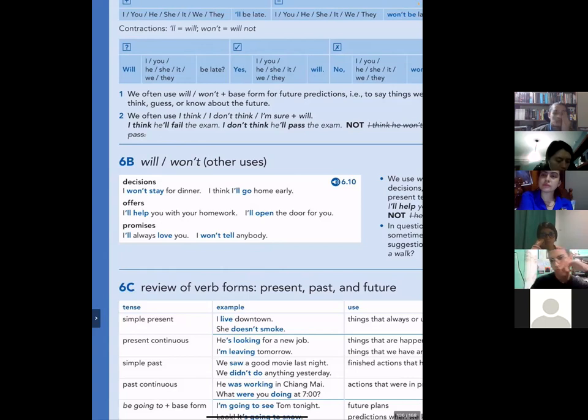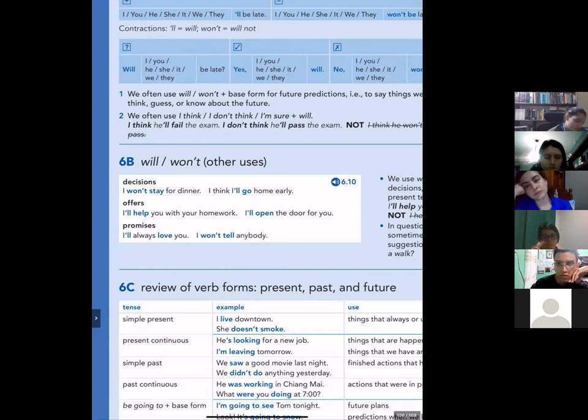Or if it's a decision that you're making right now that is going to affect your future, for example, like in the movie case, Hainer said, I will go home. I don't want to watch the movie. That decision is happening right now, but it is going to affect your future because for the next 2 hours, he's not going to be with us, but he's going to be on his way home. That we use will. For offers, like when you're offering help or stuff like that, you can use will, or for promises. Anyway, I'm going to keep on repeating the same things.